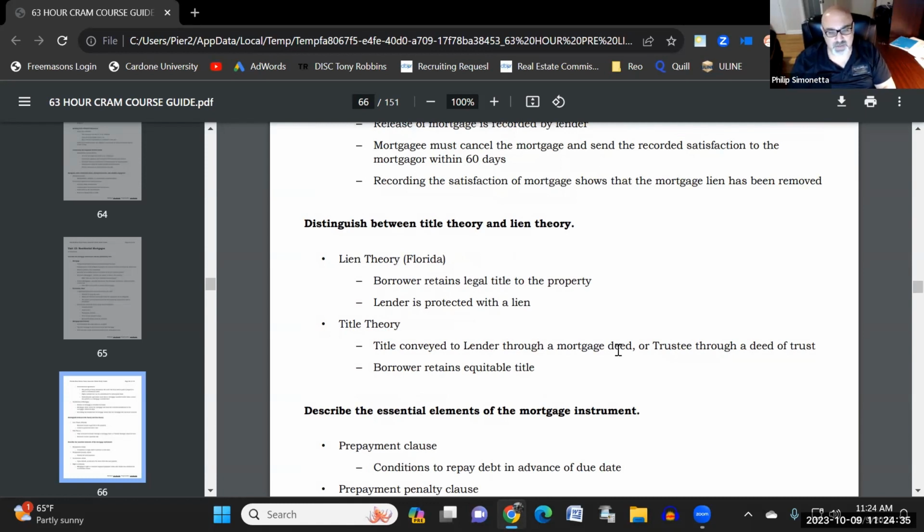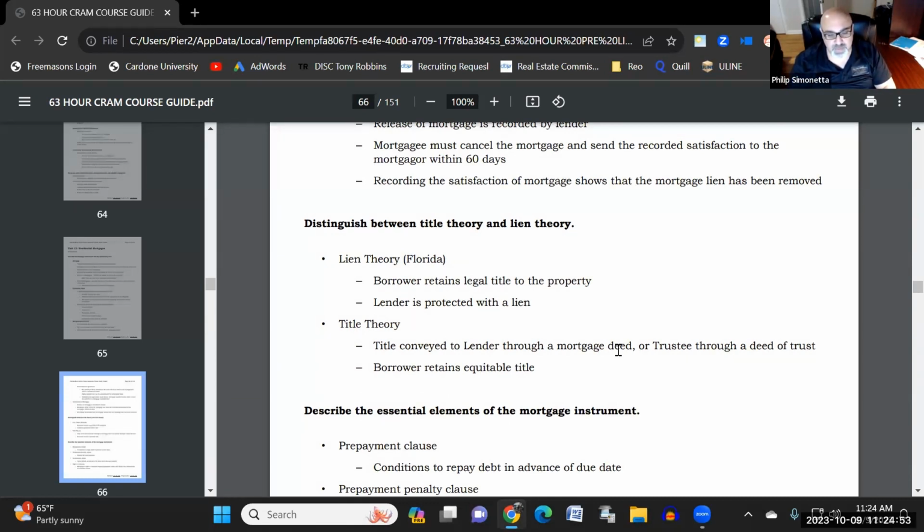Lien theory is Florida. Florida is a lien theory state. That means the borrower retains legal title to the property. So when you buy it, the deed goes in your name. The lender is protected with the lien, which is the mortgage. If you don't pay, they take the property, right?